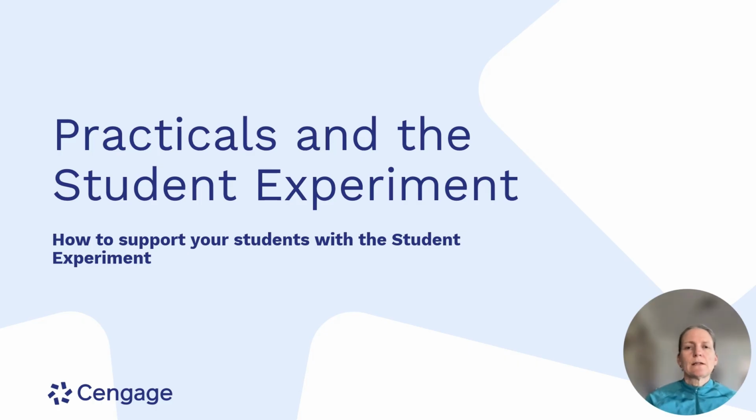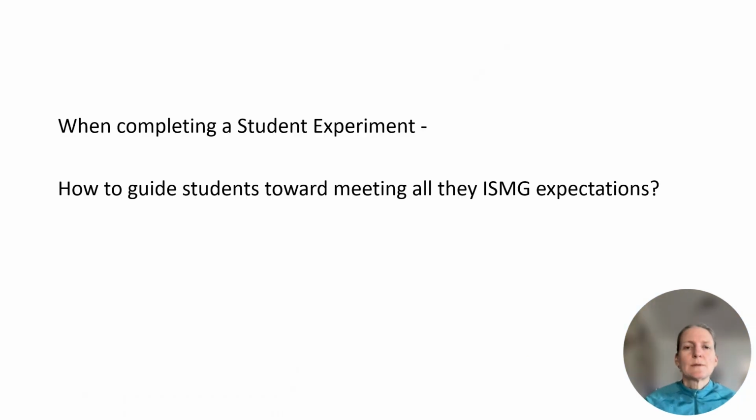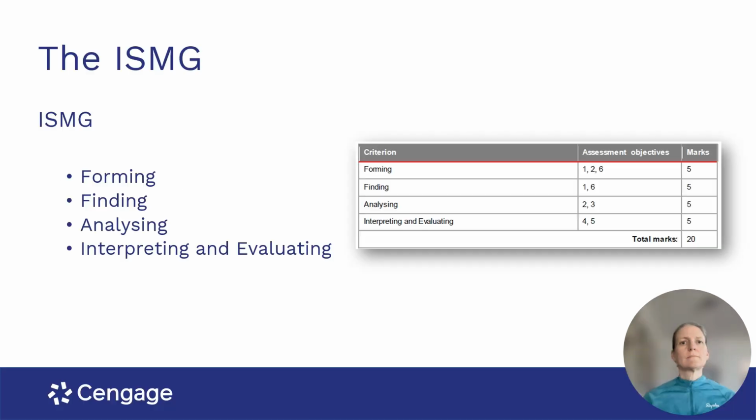We've really tried to take an opportunity here to provide both teachers and students with suggestions for how a student experiment could be developed from the practicals listed within the textbook. As we all know, one of the key features that we're looking for with a student experiment is guiding students to meet the expectations of what's stated on the ISMG. There have been some changes to the ISMG, but overall the attributes that we're looking for students to present in a student experiment haven't really changed.